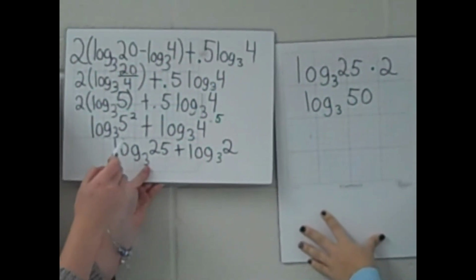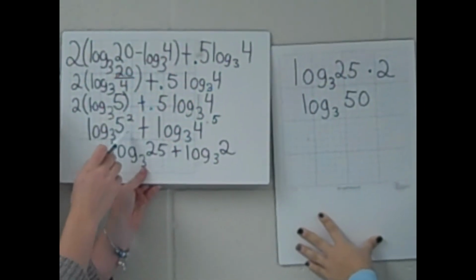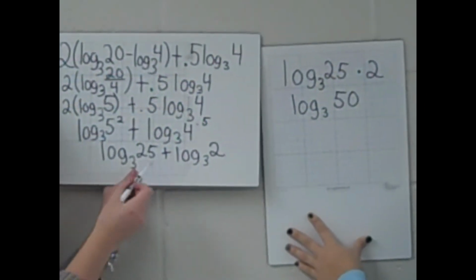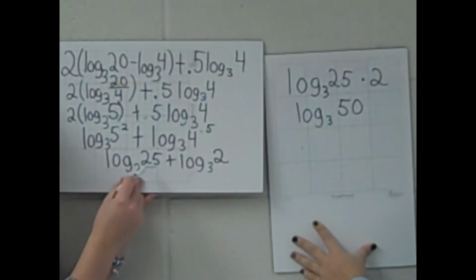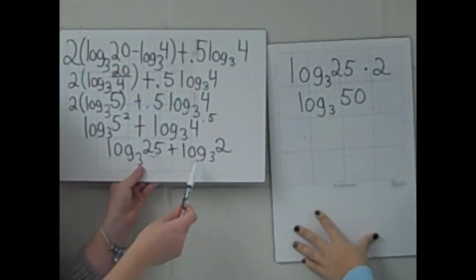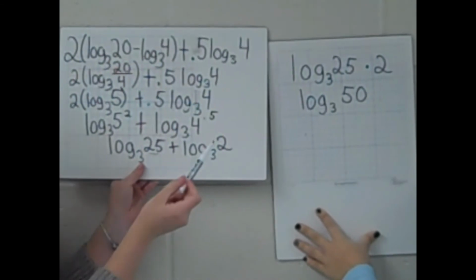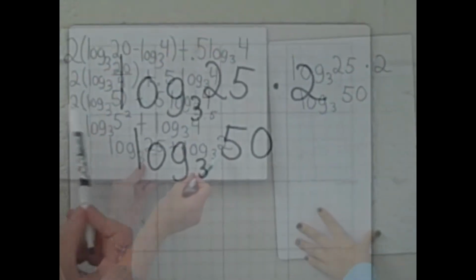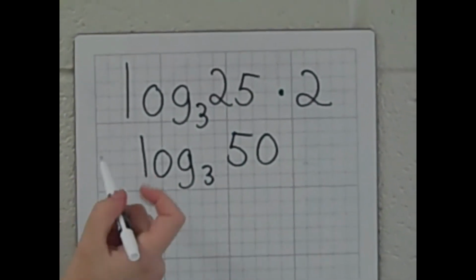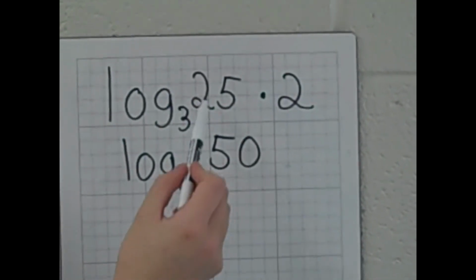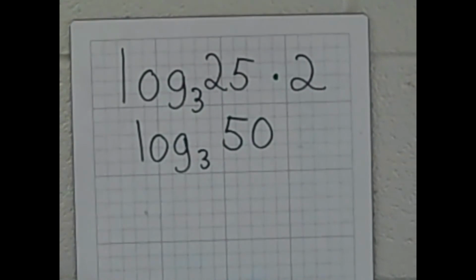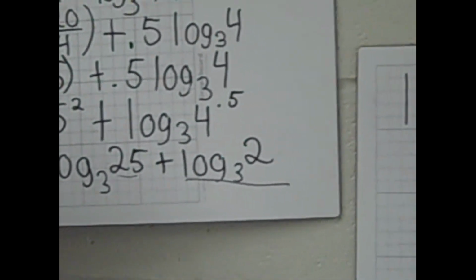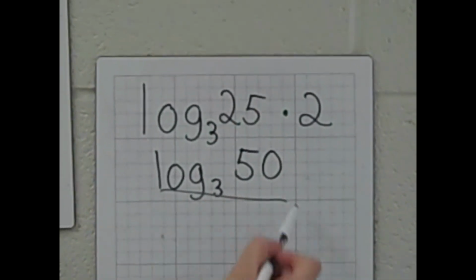Then we solve for 5 raised to 2, which is 25. So it's log base 3 of 25 plus log base 3 of 2. So we move on to the next step, which is log base 3 of 25 to 0.2, because we simplify this part right here. Then we solve, and this is our answer.